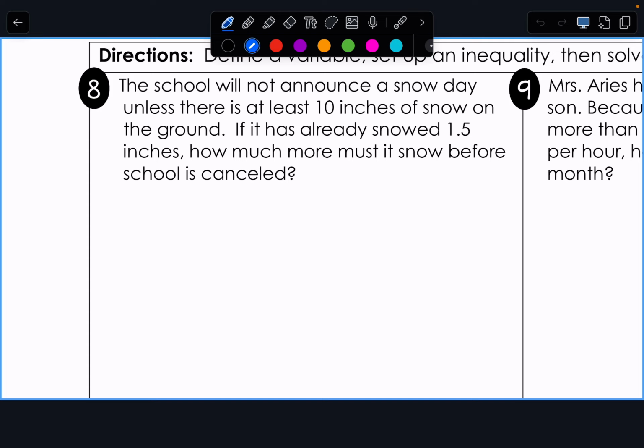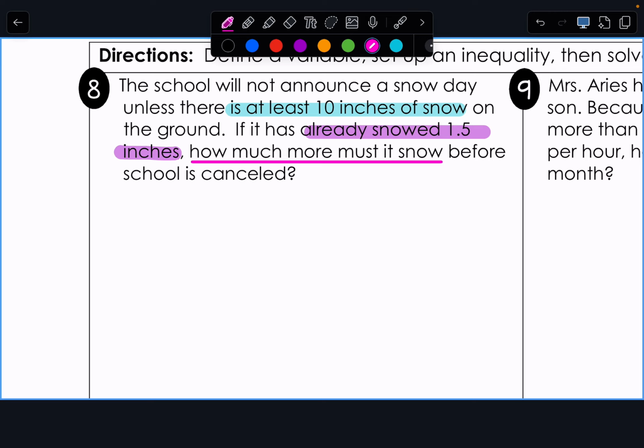The school, not our school, will not announce a snow day unless there is at least 10 inches of snow on the ground. It has already snowed 1.5 inches. How much more must it snow before school is canceled? Okay, this is not how things work, but we're going to go with it. Now, I know some of you can just think about it in your head, but what we need to be able to do is express this inequality and then solve it.